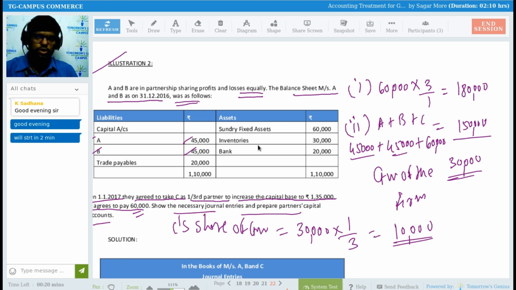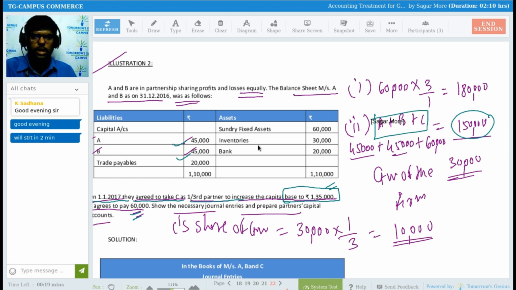Sadhna, Dhanashri, Shivarish, think. See, one line is given. On 1st of January 2017, they agreed to take C as a 1/3 capital base of rupees 1,35,000, right? So the capital of the entire firm is already given to me as 1,35,000. But what I did was consider 45, 45, and 60. I considered this and got 1,50,000 as the answer.